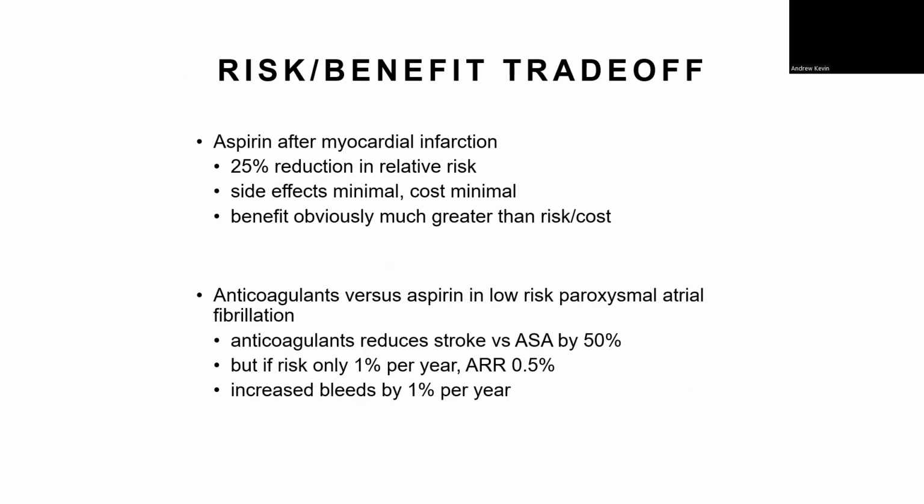Whereas if you look at anticoagulation versus aspirin in low risk atrial fibrillation, now anticoagulation can reduce the risk of stroke by 50%. But the existing risk of stroke in patients with low risk atrial fibrillation is already only 1%. So the anticoagulation would only reduce it from 1% to 0.5%. At the same time, giving anticoagulation to a large number of patients would increase the risk of significant GI bleeds by 1% per year. So this is an example where the harms would outweigh the benefits. So even though there is a significant benefit, we would give this only a weak recommendation or a conditional recommendation.